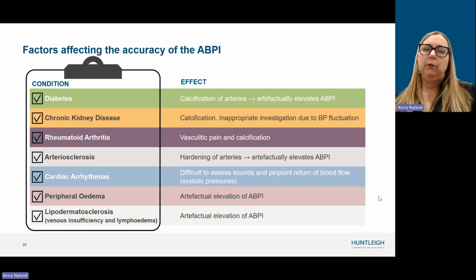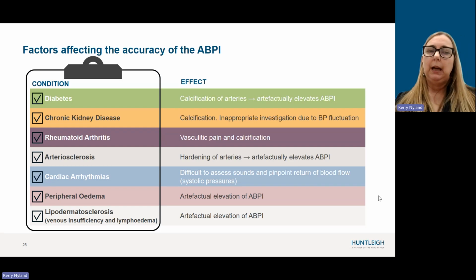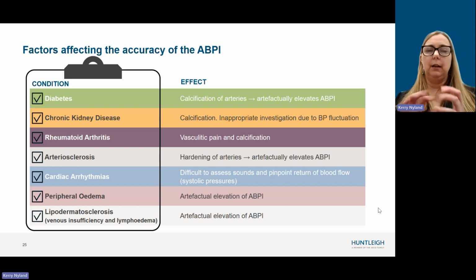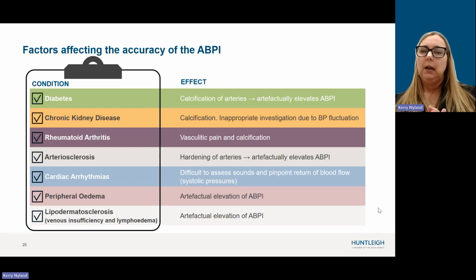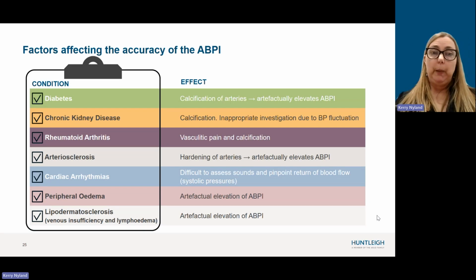So with peripheral edema, that can elevate your ankle pressures. And the same with lipodermatosclerosis. With that, you can get a fibrotic hardening of the skin, which again can elevate your ABPI. So the presence of those conditions doesn't mean that you can't do an ABPI. It just means that you need to review those results with caution and consider them in the light of the patient's presenting history. If in doubt, just refer on for further investigation.